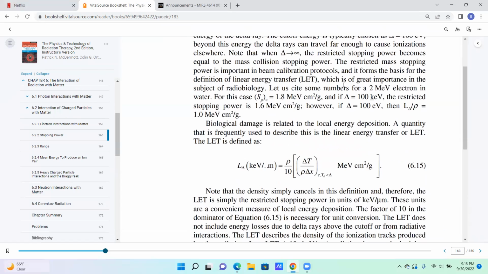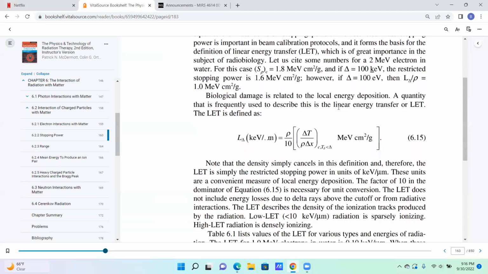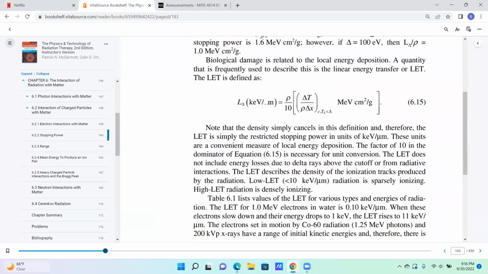Now, the restricted mass stopping power is important in beam calibration protocols, and it's used in the definition here of the linear energy transfer. And you can go through some of the description here regarding linear energy transfer.